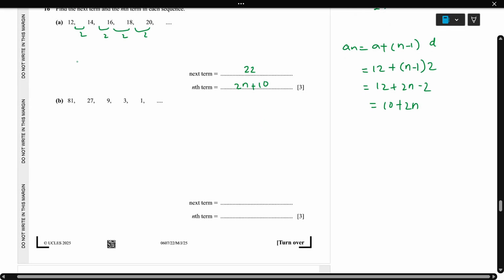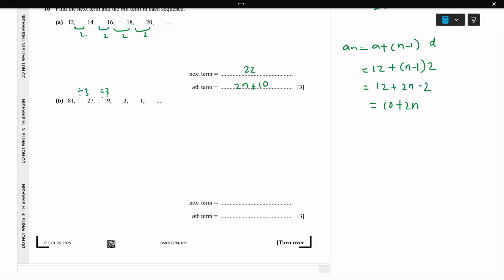Next one, here is a geometric one. We have to divide by 3, divide by 3, keep dividing by 3 here. So the next term is going to be 1 by 3. Okay, the nth term, a n equals a into r power n minus 1. A is the first term, r is the ratio, which is 1 by 3, and power n minus 1. This is the answer, 81 times 1 by 3 to the power n minus 1.